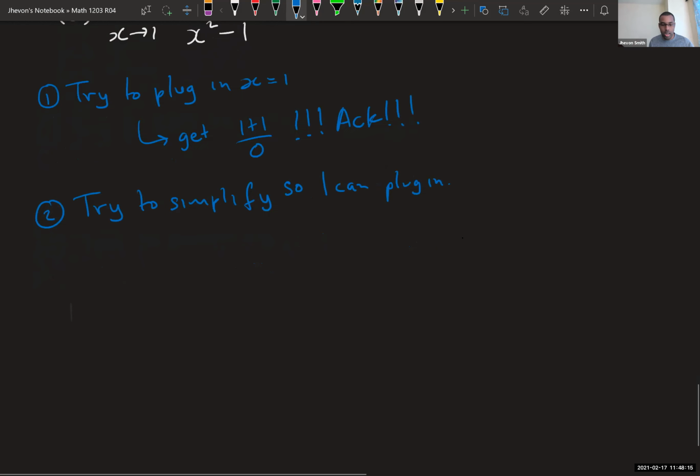Where did I write out the strategies? Yeah. So step 1, you try to plug in. If that works, great. Step 2, try to simplify if you can plug in. If that works, that's great. Step 3, special techniques.